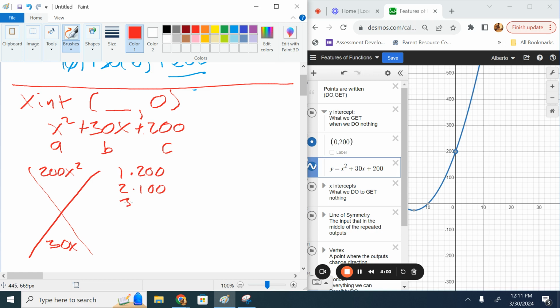200 divided by 3 doesn't turn out nicely, so we're going to ignore that one. 4 times 50, that gets us 54. We are getting very close to 30 now, but we're not there yet. 5 times, I know that 5 goes into 200 evenly, so it's going to be 5 times 40. Now we're at 45. We're closer, and we're getting closer and closer. 6, because 3 doesn't fit in there, I know that 6 won't fit in. 7 is not going to fit in.